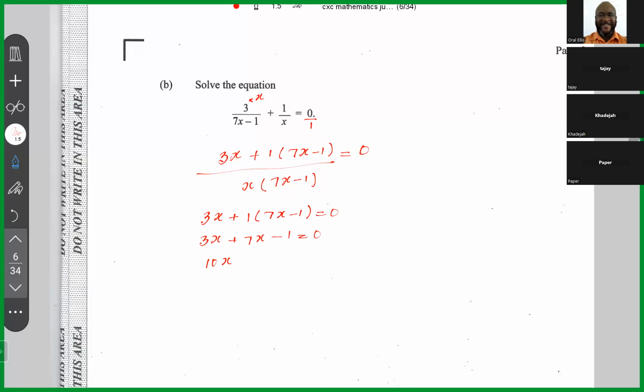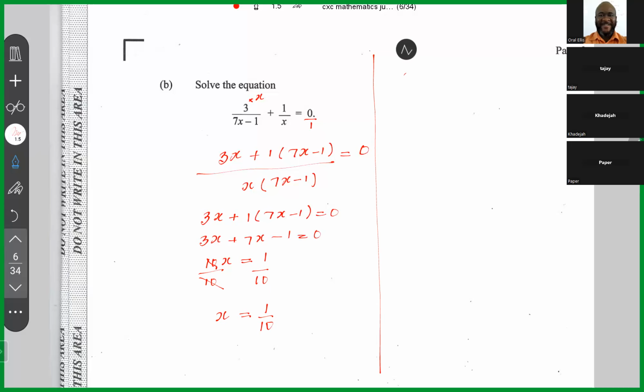Negative 1 on the left goes over to the right and becomes positive. And the last step is to divide both sides by the number in front of x, which is 10. So what we end up with is x is equal to 1 over 10. That's one way you could have done the question. Here's another way, very quickly.